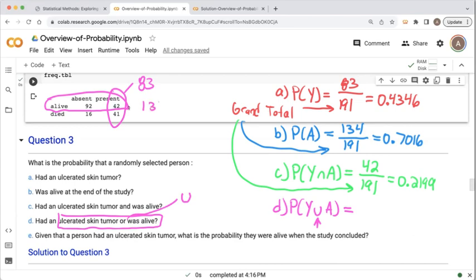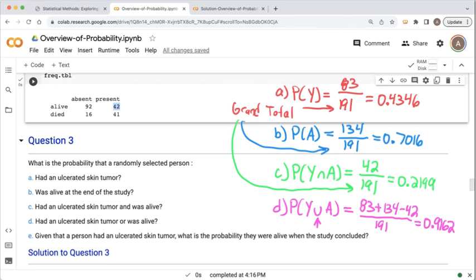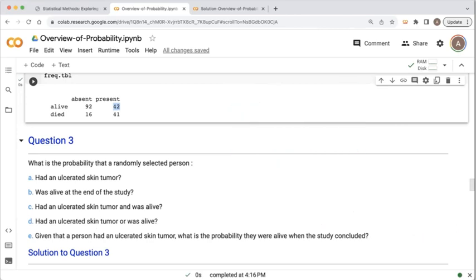So that was the 134, but we just double counted these 42 people in both of those totals. So we don't want to double count them, and that's why we're going to subtract 42. So our numerator is going to be the 83 plus the 134 minus the 42 people that were just double counted. And we divide that by the grand total of 191. And that gives me a proportion of 0.9162.